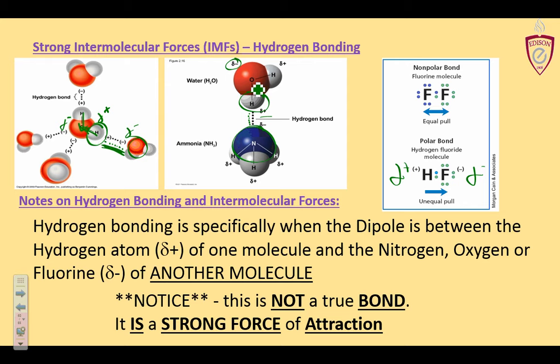And so the hydrogen here, if we do another HF involved, gets attracted to this end of the molecule. Right, and that would be the hydrogen of one molecule attracted to the fluorine of another molecule, attracted to the lone pairs of electrons hanging out. What we're looking for is hydrogen on one, and nitrogen, oxygen, or fluorine on another.